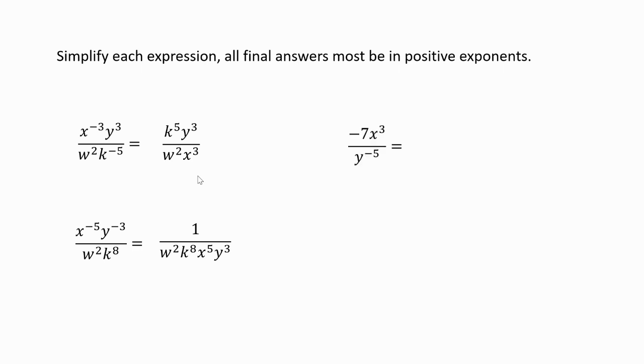This is one that also starts to get people. If you look at this, that's a negative 7. That is not an exponent. That's not going to go anywhere. Just that y to the negative 5 goes up to the numerator, and that's what I get right there.